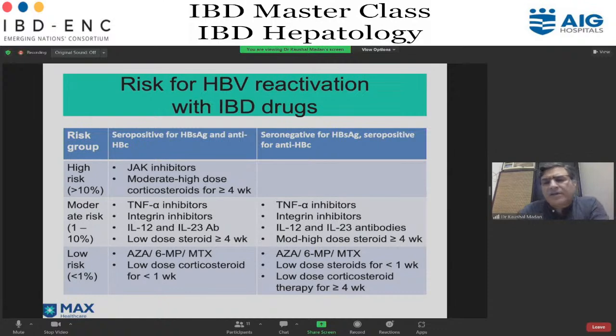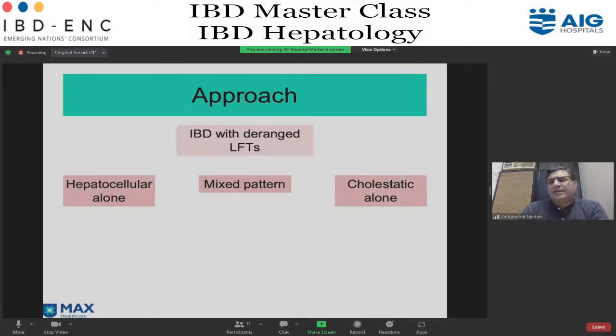And finally, the drug interaction for HPV, I think we'll have a detailed discussion in the panel discussion, which is to be followed. So finally, this is how these patients should be approached. IBD patient with deranged LFT, this is the algorithm.